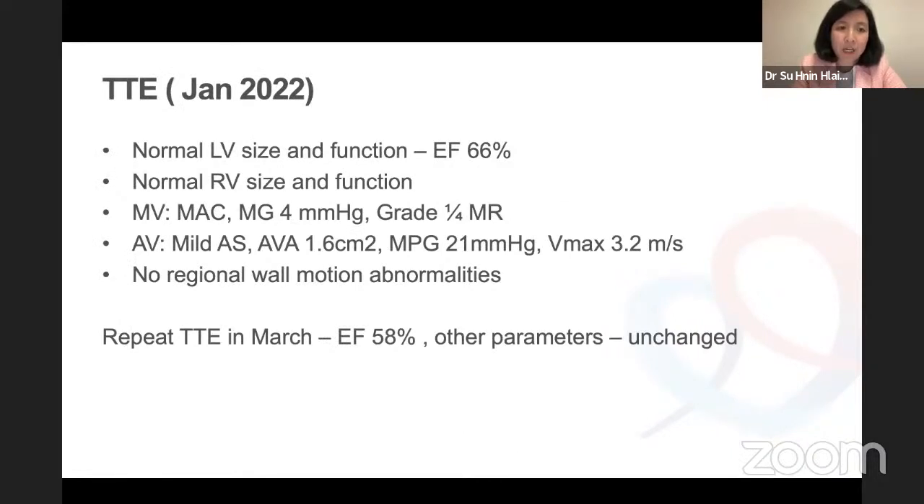He had an echo at the time of the pacemaker: normal LVEF, normal right ventricular function, mild AS, and 1 to 2 MR, and no regional wall motion abnormalities. We repeated the echo in March. His EF stayed around 58%, and other parameters were unchanged.